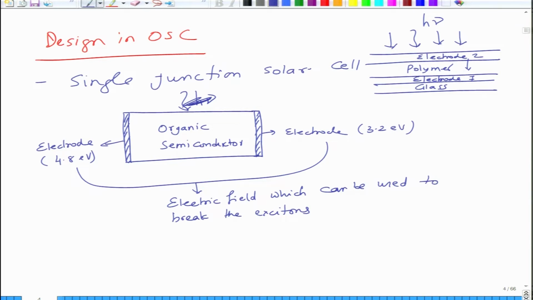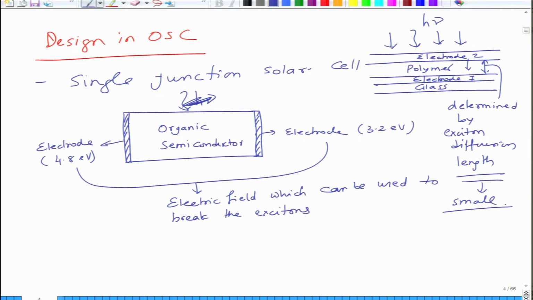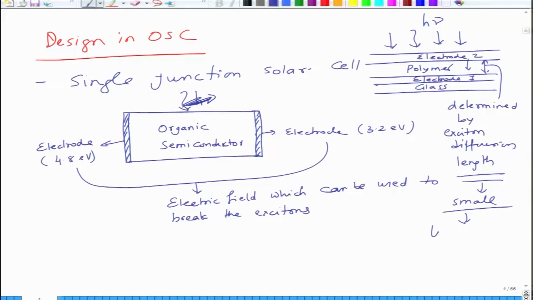So the thickness of this polymer is determined by the exciton diffusion length, which is very small. So as a result, these devices are not very thick, they are very thin. Since they are very thin, they cannot absorb a lot of light, which means low thickness, smaller absorption. So as a result, the quantum efficiency of these devices is generally lower because they cannot absorb a lot of photons.